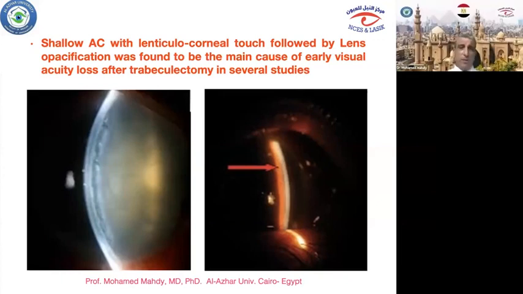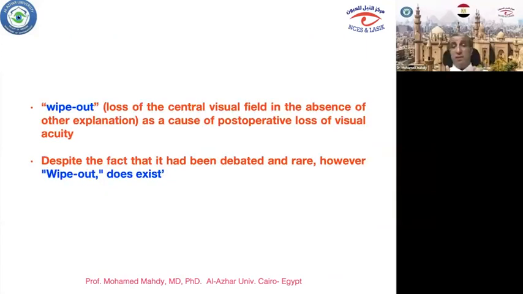The wipe-out phenomenon, especially in advanced cases of the disease, should be warned about, despite the fact that it has been debated and is rare. However, it does exist. What is the wipe-out phenomenon? It is loss of the central field in the absence of other explanation as a cause of postoperative loss of visual acuity. We should keep it in mind and know that it could happen with anyone.